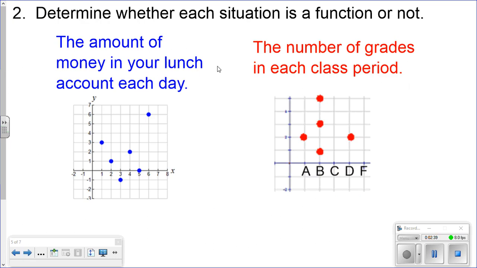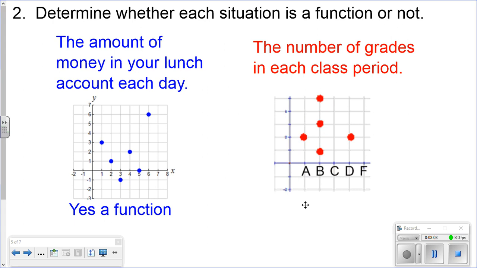Determine whether each situation is a function or not. The amount of money in your lunch account each day. So you can see they're graphed here, their points, so (1, 3), (2, 1), (3, negative 1), (4, 2), (5, 0), and (6, 6). So yes, this is a function because I can't draw a line anywhere I draw a line for an x value, there's only one dot for the y value.